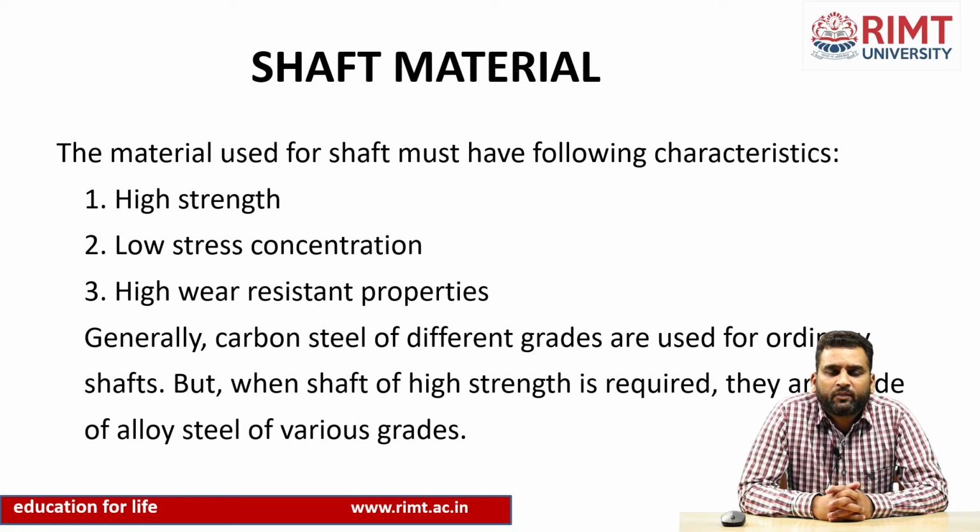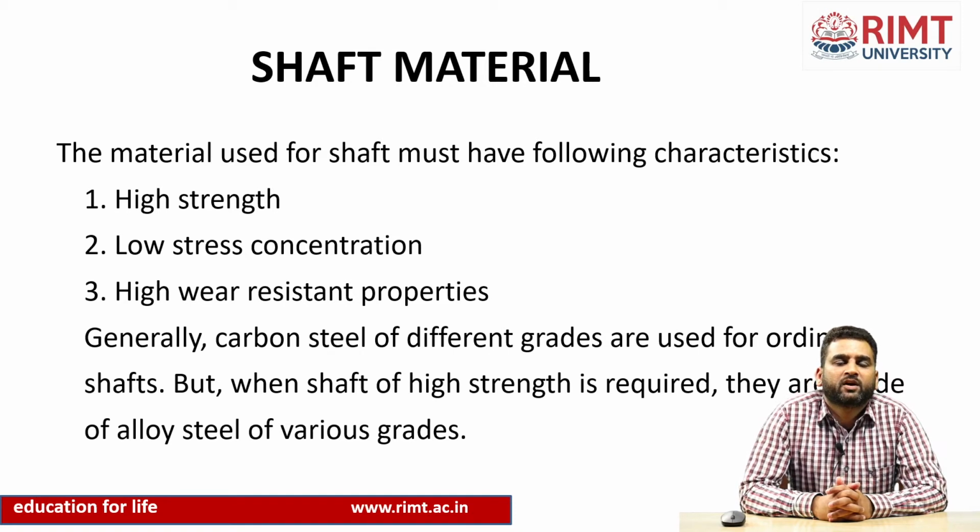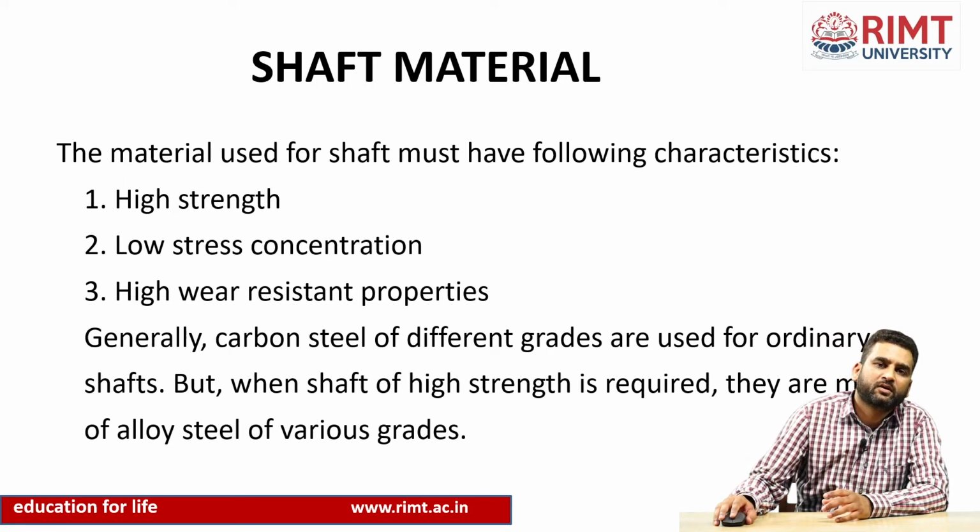Generally, carbon steel of different grades is used for the ordinary shaft, but whenever high strength is required, whenever the requirement is of high strength of shaft, then we can use alloy steel of various grades. So, based upon these we can use two grades of shaft. First is the carbon steel for the ordinary shaft, second is the alloy steel for the high strength requirement.